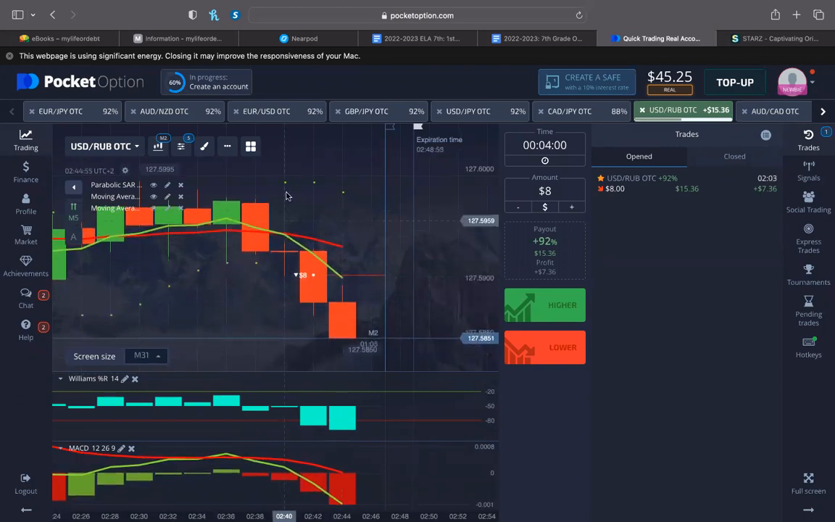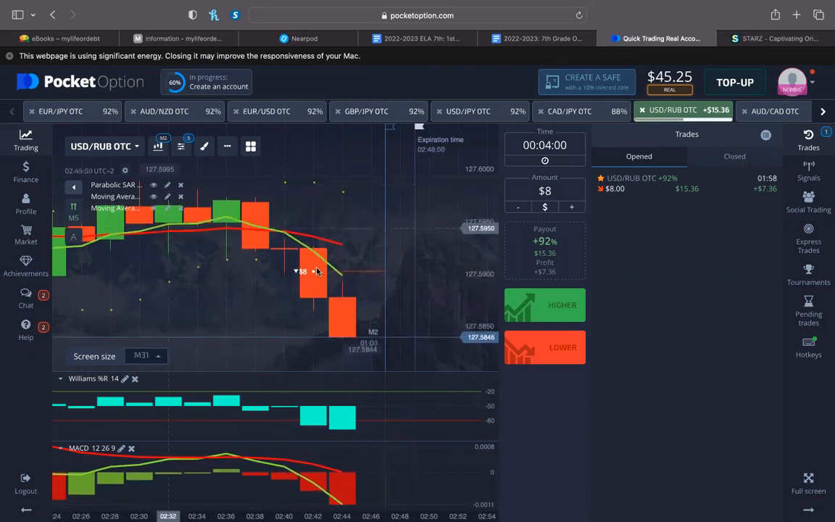First thing we want to know is, did the PSAR flip over? Second thing we want to know is, where is the green line? So if the PSAR is on the top, we know that it's a sell. Secondly, if this green line is below the red, we know that it's a sell. So that is the reason why I took the sell.